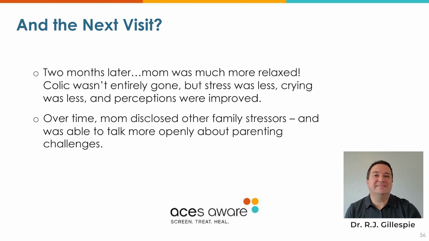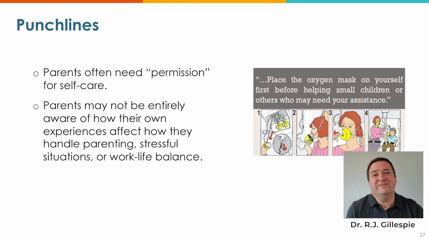So when she came back at the 6-month visit, Mom was much more relaxed. The colic wasn't entirely gone, but the stress was less, the crying was a little bit less, and Mom's perceptions were definitely improved. And over the years that followed that visit, Mom was able to talk about other family stressors and talk about her parenting challenges pretty openly with me, because she knew that I was going to listen and that I was going to be there for her as she faced other challenges. I think the punchline of this case is that parents often need some permission for self-care, but also that parents aren't always entirely aware of how their own experiences affect how they handle parenting, stressful situations, or even their work-life balance.